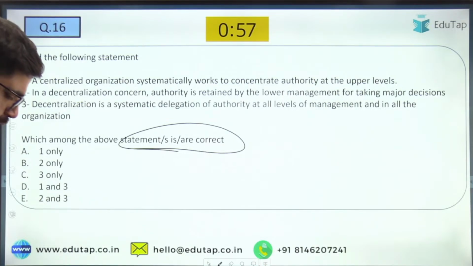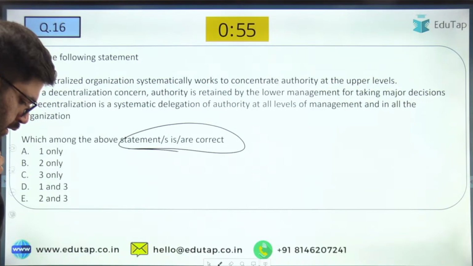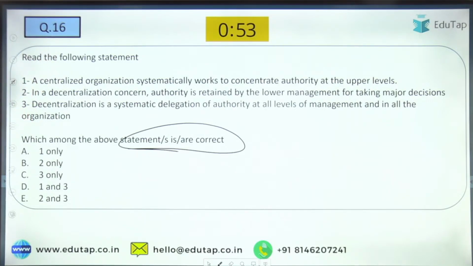What will be your answer? Satvik is saying D. Gopal is saying 1 and 3 are correct. What about others?